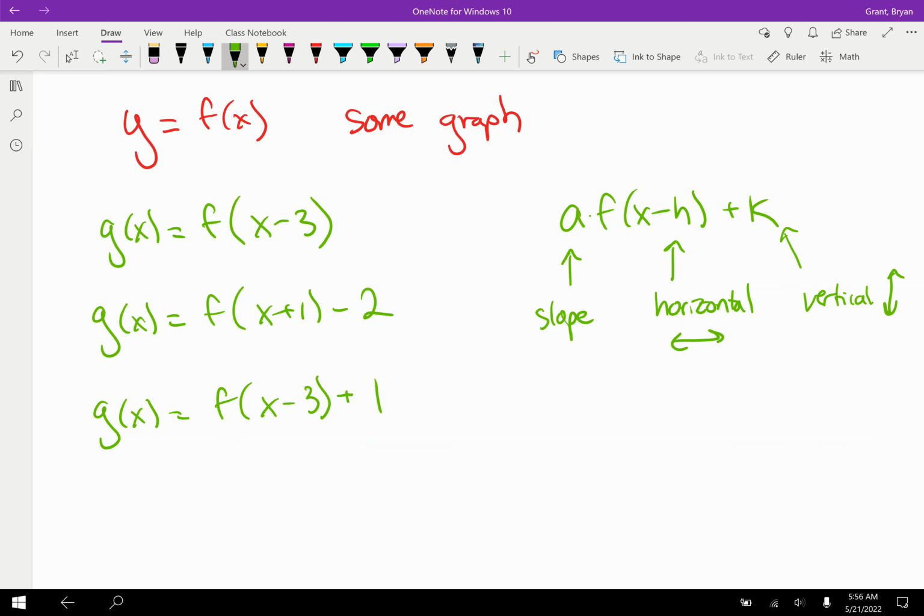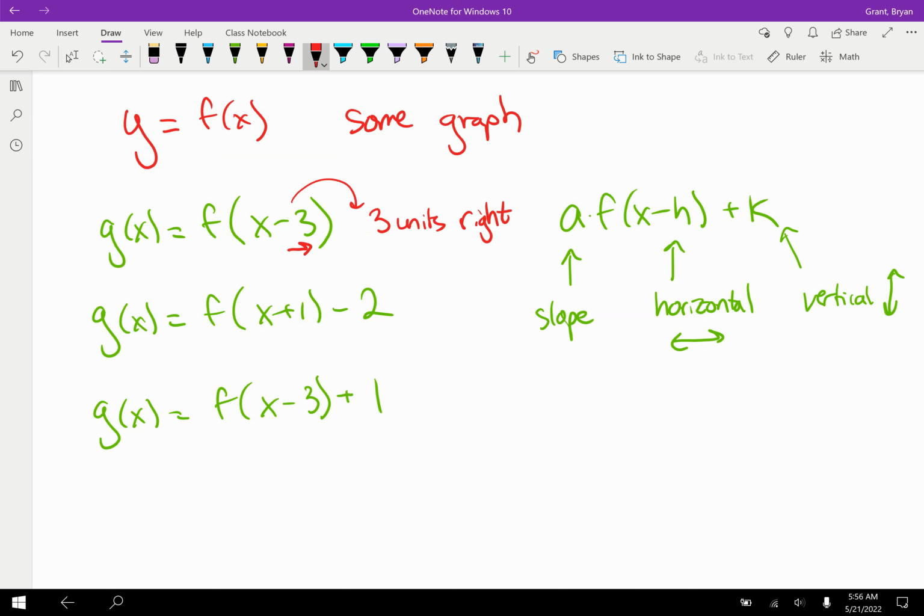So I can actually very quickly identify how these are changing my graph. For example, on this first one, minus 3, that's the h of our transformation, and we know h is always the opposite. So this would be 3 units, instead of minus 3, instead of horizontally to the left, it's the opposite. So 3 units right. It would look like this.